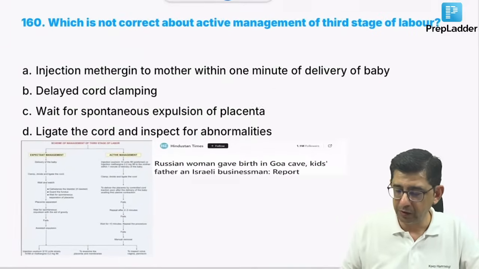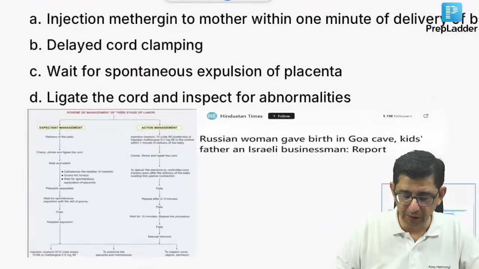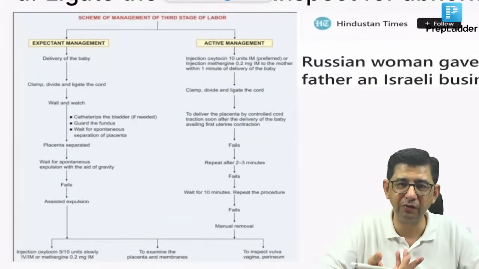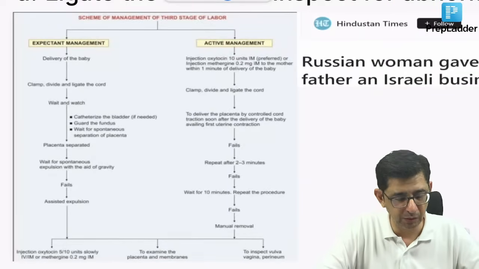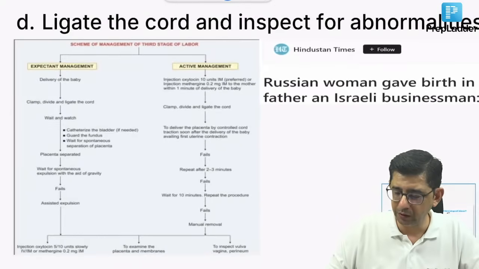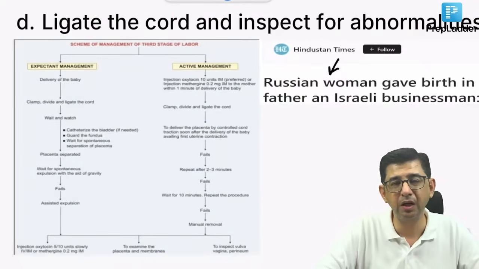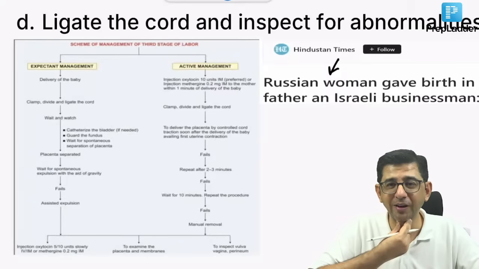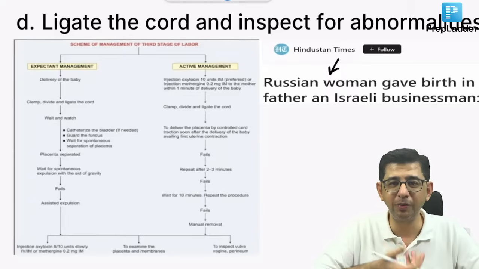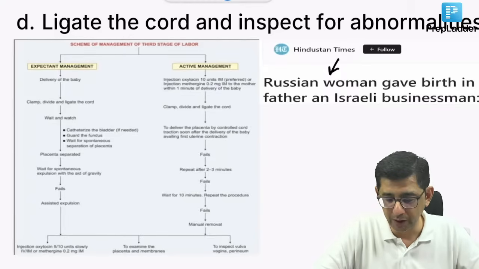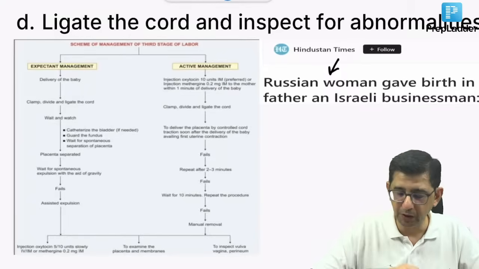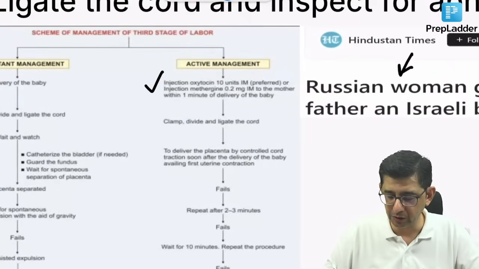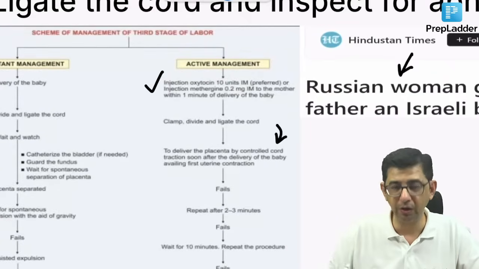Then is active management of the third stage of labor. We have expectant management and we have active management. Expectant is where due to gravity only, the placenta will be expelled out. I just gave this image to show that recently there was this Russian woman living in a cave, and she delivered a baby by herself. There it would have been expectant management only, the placenta coming out by gravity only. But in active management, we give oxytocin or methergine injection with the delivery of the anterior shoulder of the baby. Then we ligate the cord, and then we remove the placenta using controlled cord traction.